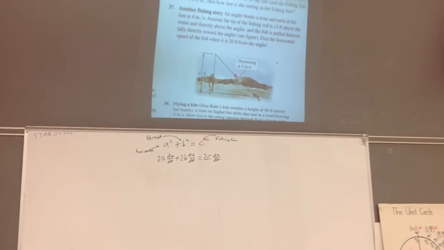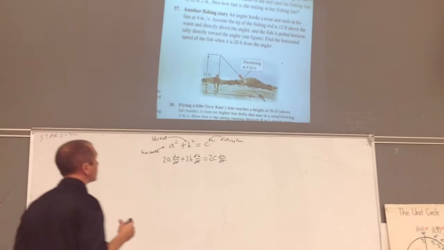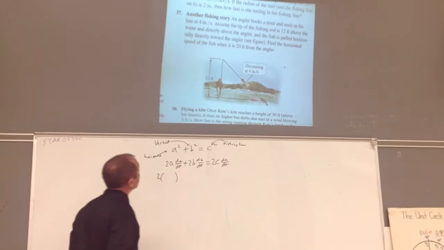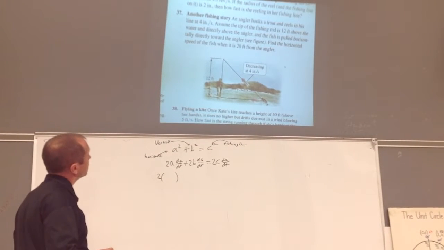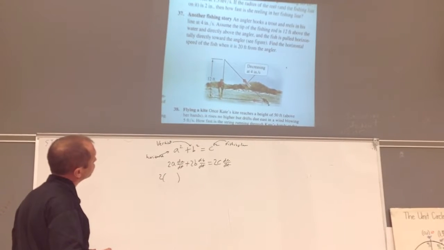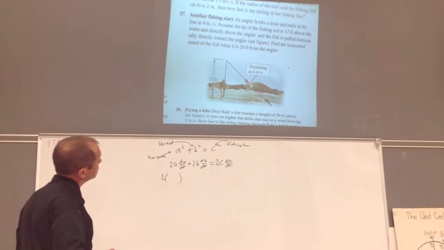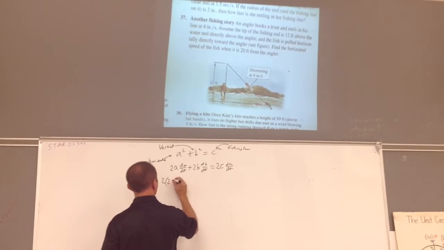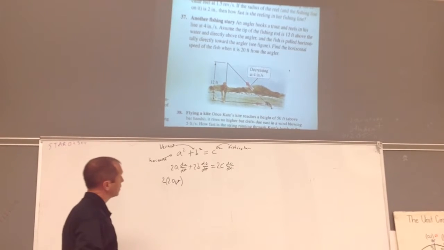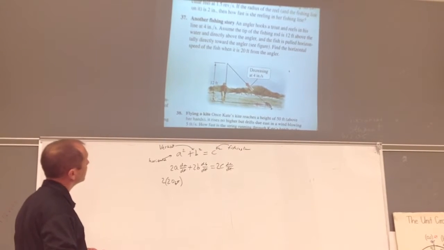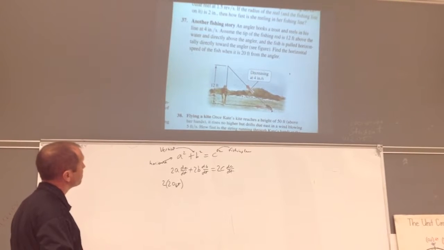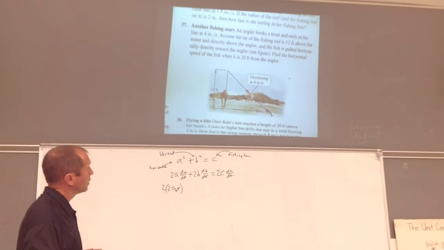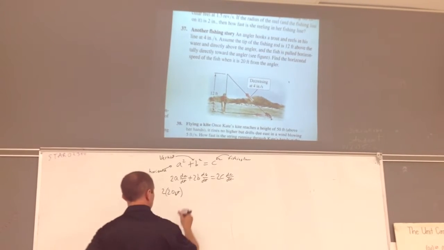Alright. 2 times a, and a is horizontal. What do we know as far as the horizontal side is concerned? It's going to be 20 feet. We're concerned about when the fish is 20 feet from the angler. Alright. da/dt. From the problem, what are we concerned with? We don't know it, do we? In fact, that's what we're trying to find. So I'm going to write da/dt here.